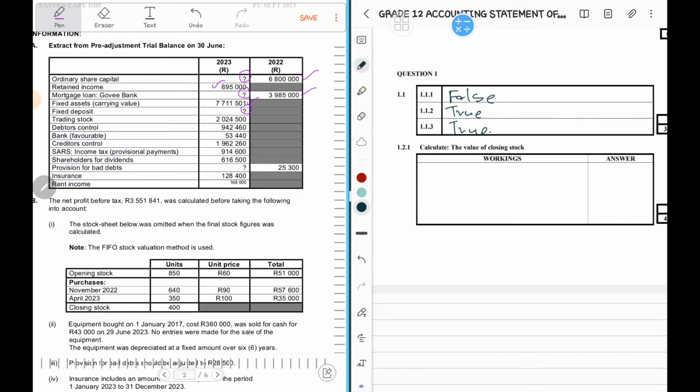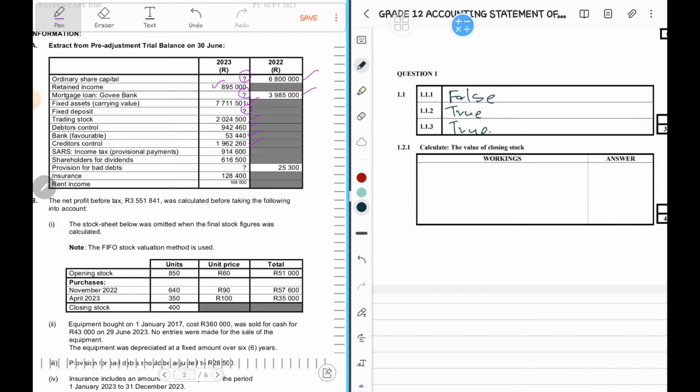Then we are also being told that the trading stock is amounting to 2,024,500 rands. Okay, then we also have the debtors control, which is 942,460. This one is a current asset. And we also have a bank. This time around it is favorable, meaning that it will be part of the cash and cash equivalents. It is a current asset. Then it's currently standing at 53,440. We also have the creditors control.